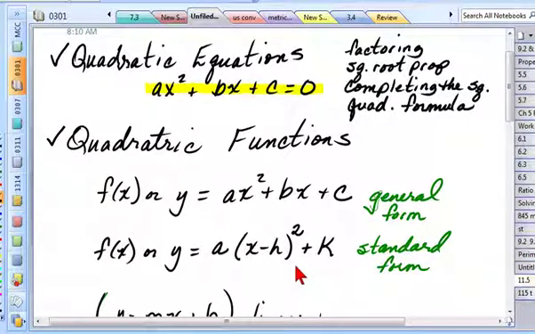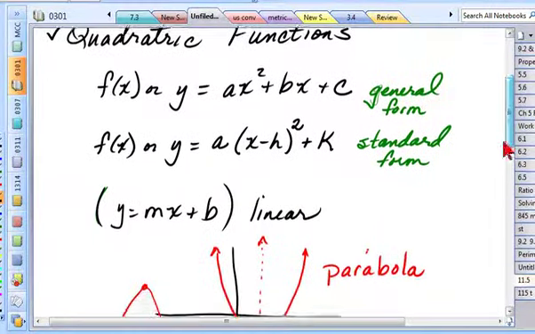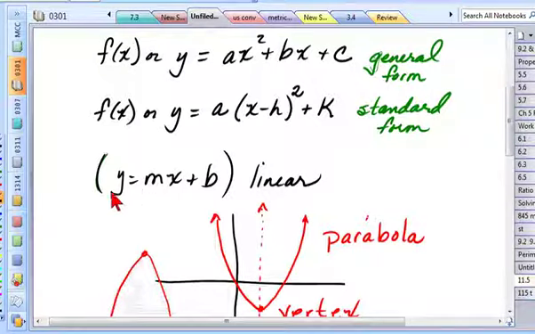All right, this is what's called general form. Below it is something called standard form. They are both forms of quadratic functions, and they provide us with different information. Okay. We had a form before. We had y equals mx plus b. That was for a linear function. But now we're going to look at the quadratic function.